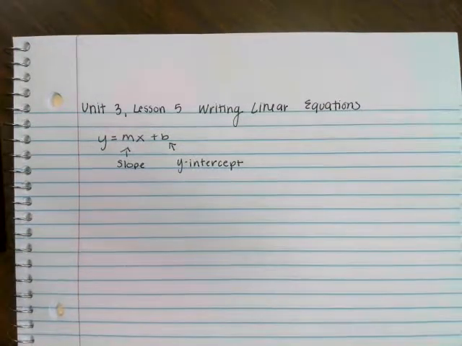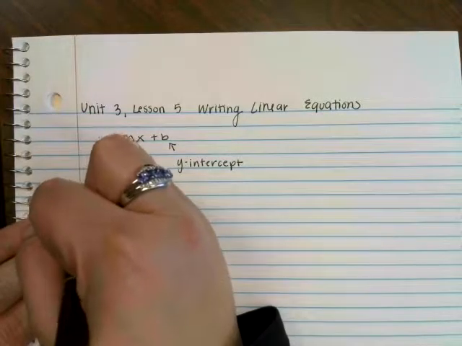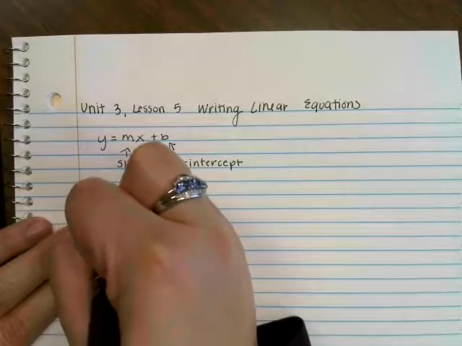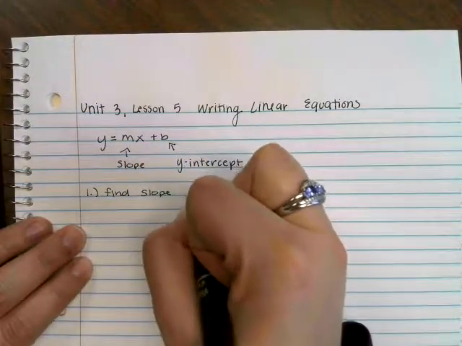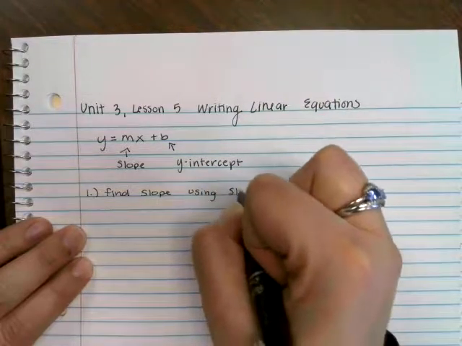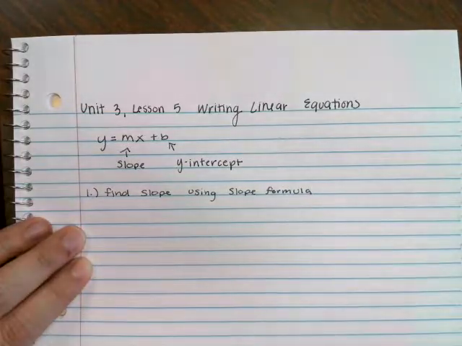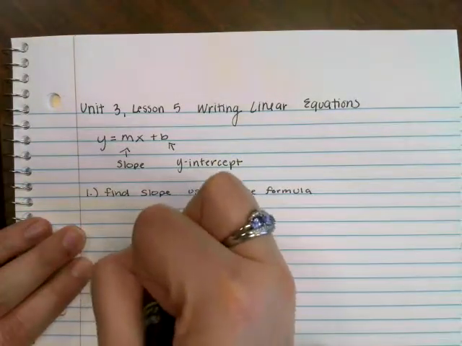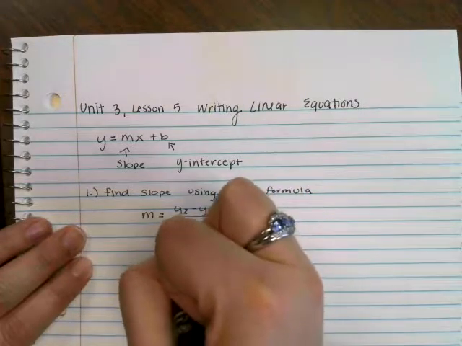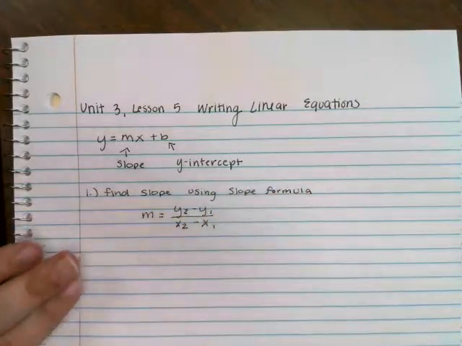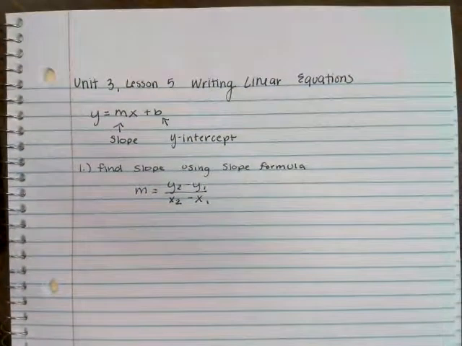Okay, so you can write a linear equation by completing 3 steps. Step 1, find your slope, using our slope formula. Remember that slope formula is where m is equal to your y2 minus y1 over your x2 minus x1. Okay, so don't forget that formula. We used that a little while ago.